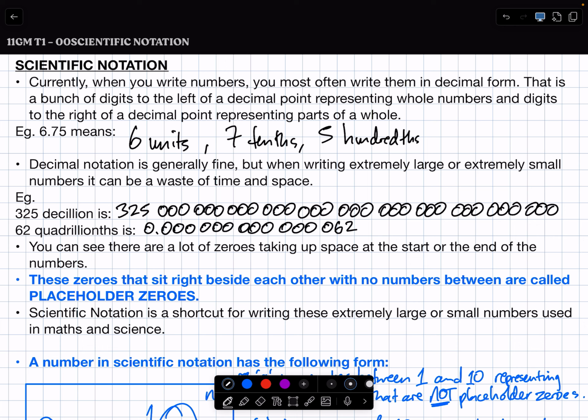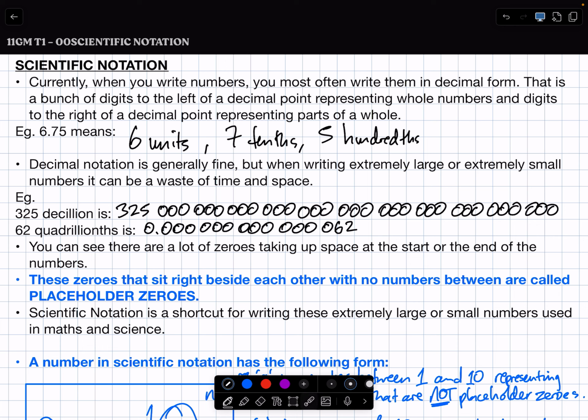Decimal notation is generally fine, but it breaks down when you're trying to write extremely large or extremely small numbers. It can be a waste of time and space. Does that look like a legitimate thing you should be spending your time on in a test to write all that? Would it be very easy to miss a 0 and completely stuff it up and be 10 or 100 out of the answer? Yeah. That's an extremely large number. That's 325 decillion. This is an extremely small number. All a waste of time. It's too long. And it's not a good use of your page space.